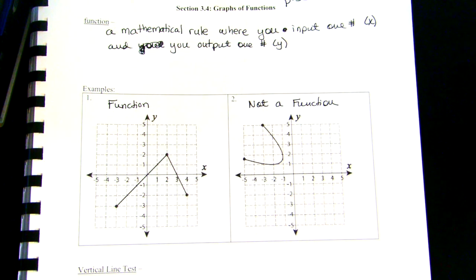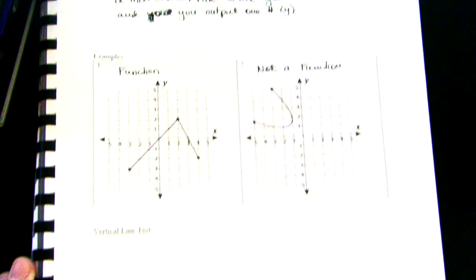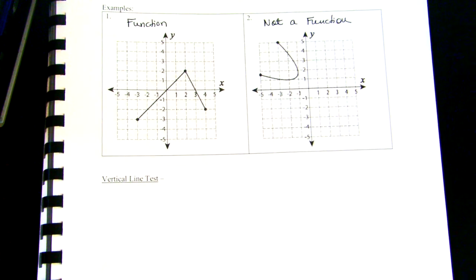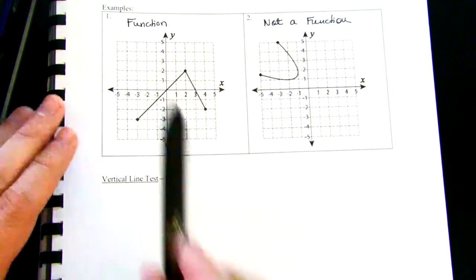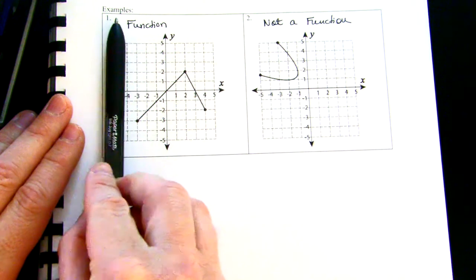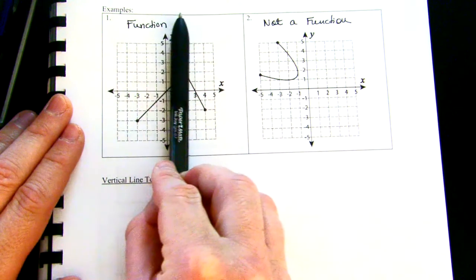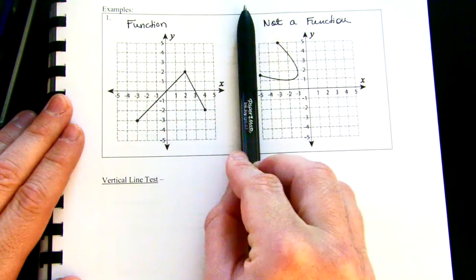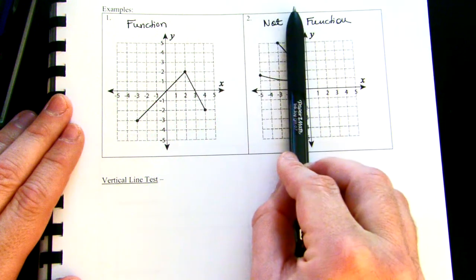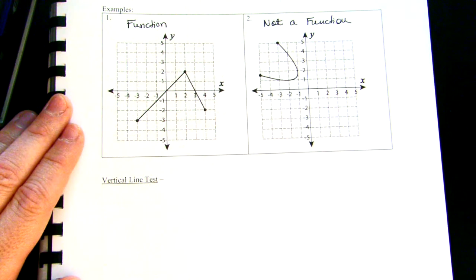I realize that sounds a little bit tricky. There's an easy way to figure out if a graph is a function or is not a function. And this easy way is called the vertical line test. What it says we should do is take a vertical line and slide it across our graph. If it ever hits the graph in two or more places at the same time, it is not a function.